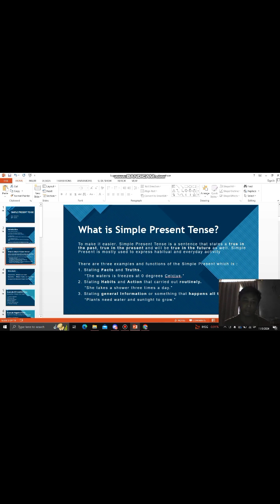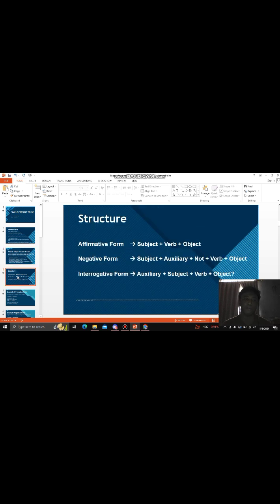For example, water freezes at 0 degrees Celsius. Stating habits and actions that are carried out routinely. For example, she takes a shower 3 times a day. Stating general information or something that happens all the time. For example, plants need water and sunlight to grow.